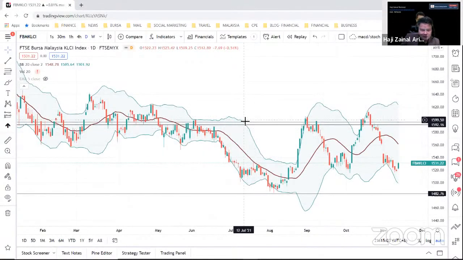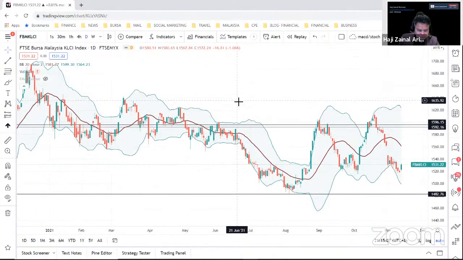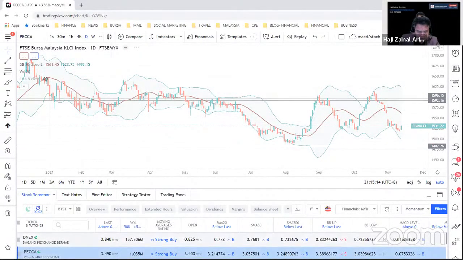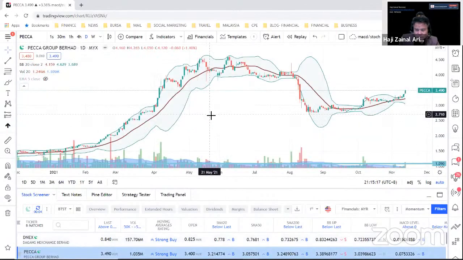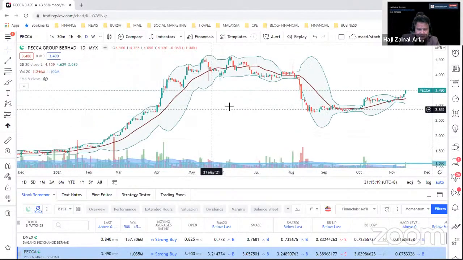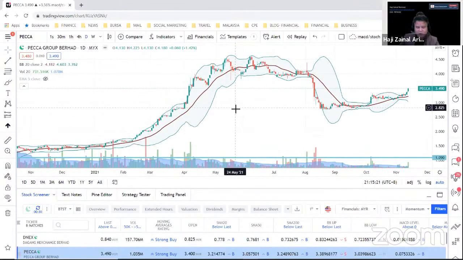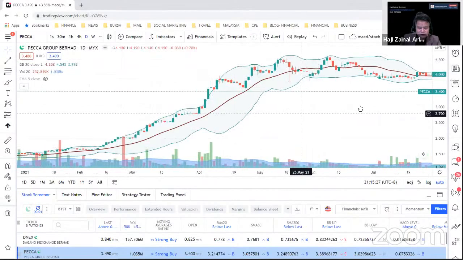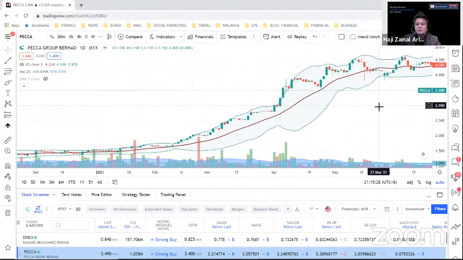Okay, so that is Bursa Malaysia. This is not a buy call. This is just an example only, of how we use this Bollinger Band.